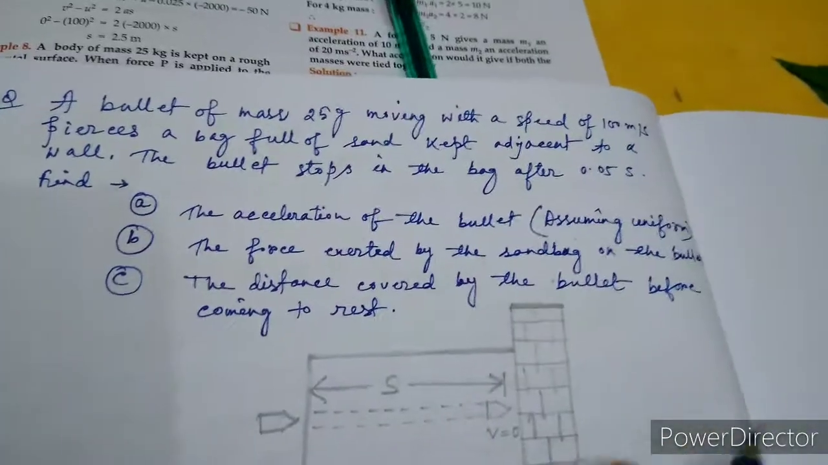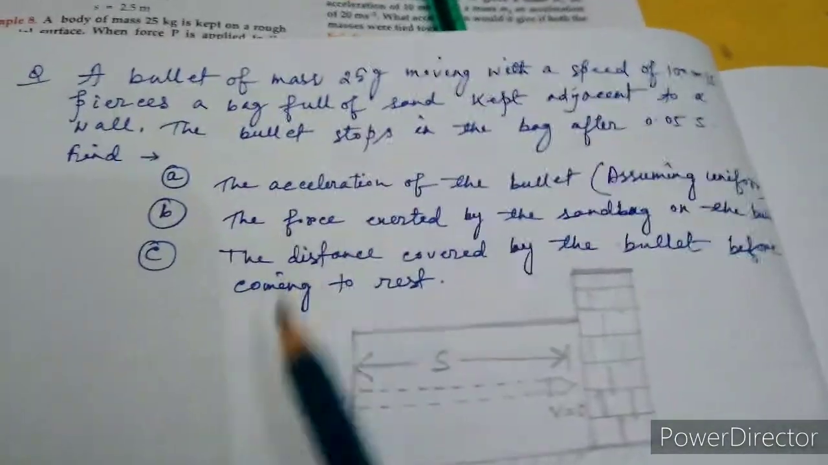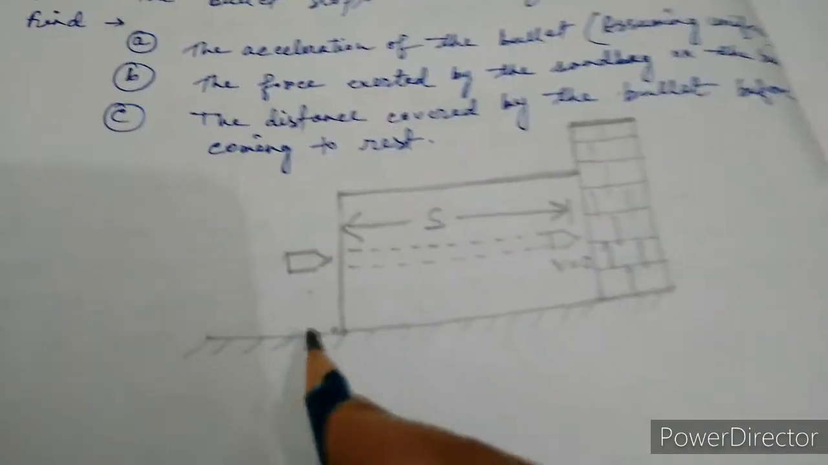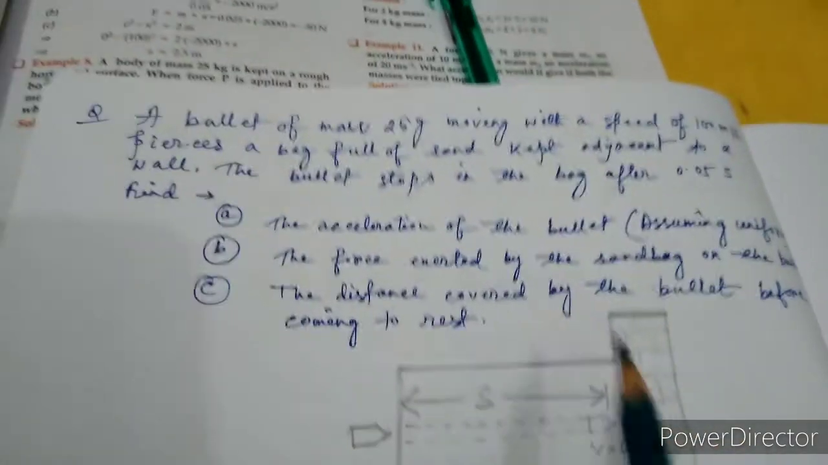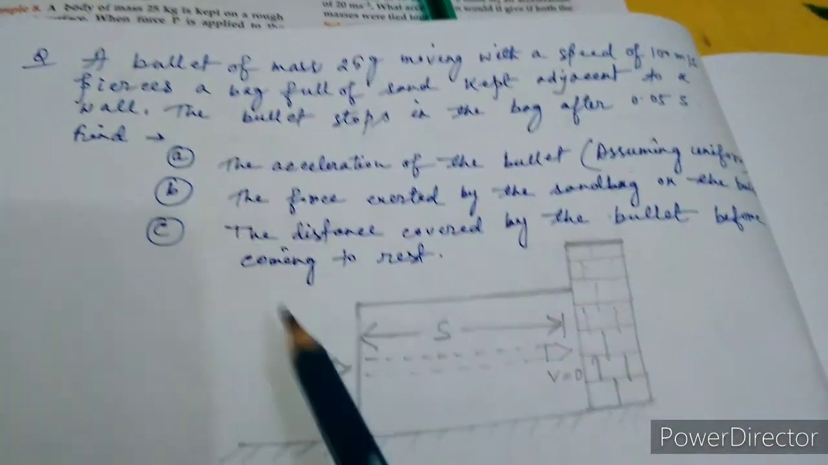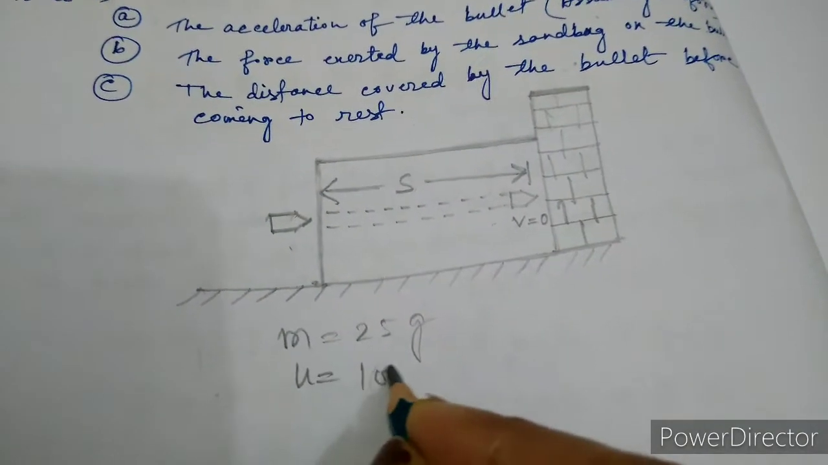So see, the question is like this. A bullet of mass 25 gram. See, this is the bullet and its mass is equal to 25 gram. So let us write that m is equal to 25 gram. Then moving with a speed of 100 meter per second, means its initial speed, u is equal to 100 meter per second.